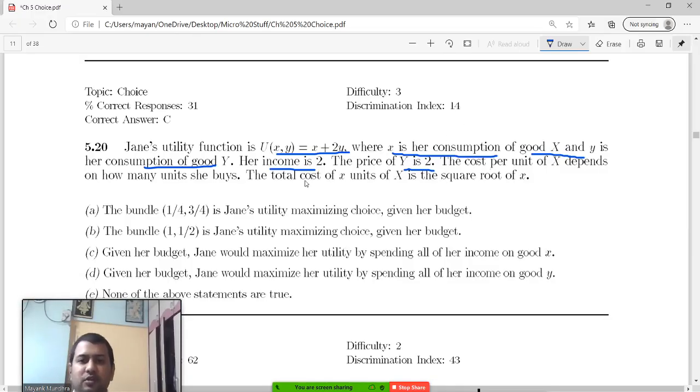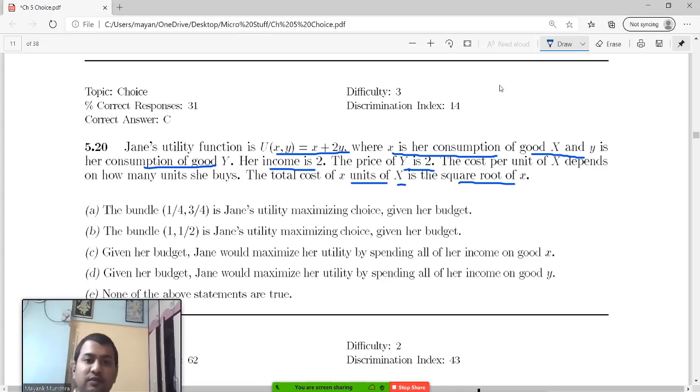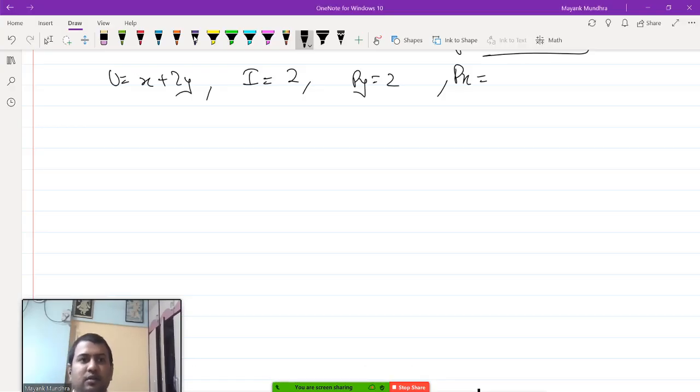Cost of x depends on how many. The total cost of x units of x is the square root of x. So px times x, this is the cost of x units of x, equals root x. This implies price for good x equals root x upon x, which equals 1 by root x.